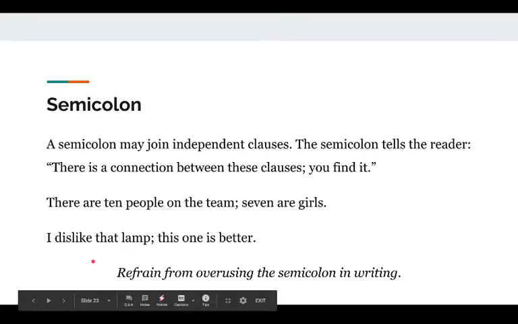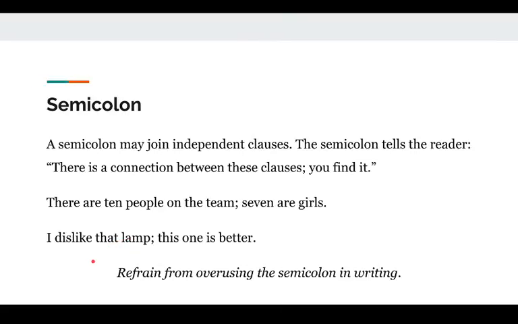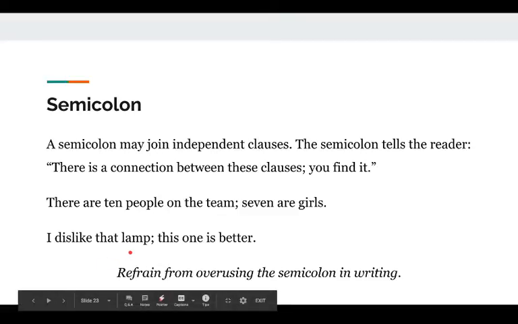However, you should not refrain from using the semicolon in writing, and the reason I say that is because semicolons kind of give your writing a bit of elegance, and it's also less repetitive because a lot of people combine independent clauses or independent and dependent with coordinating conjunctions.